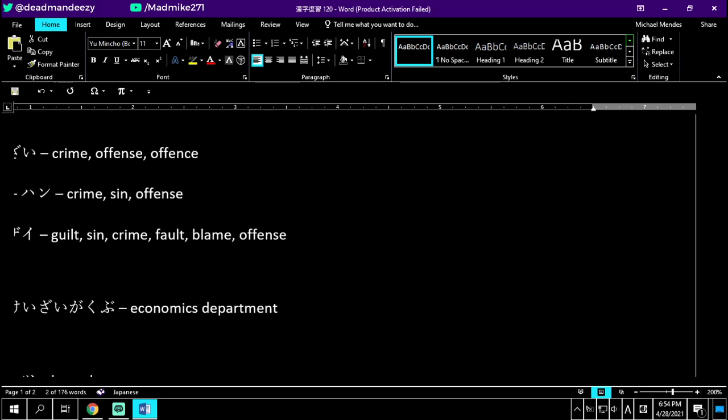Keizai being economics and gakubu being an academic department. Keizai gakubu. Keizai.